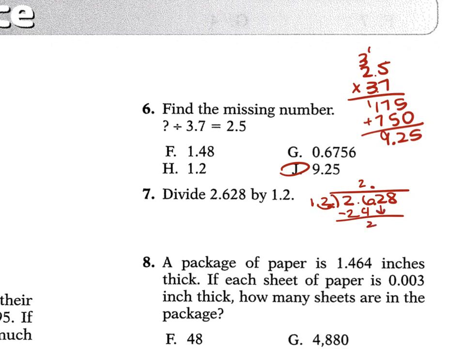Oops. I bring down the next number, which is a 2. 12 goes into 22 once with 12, so that's 10. Bring down the 8, 108. 12 goes into 108 9 times with 108. So 2.19 is our answer.